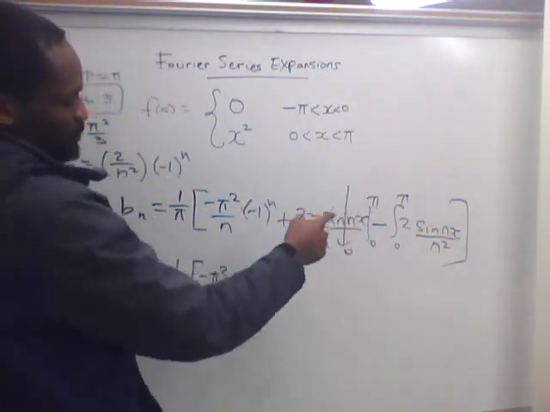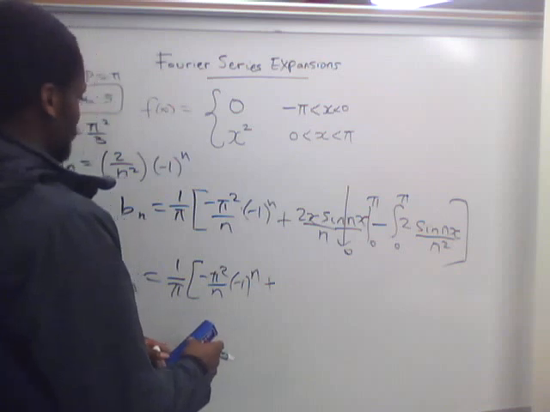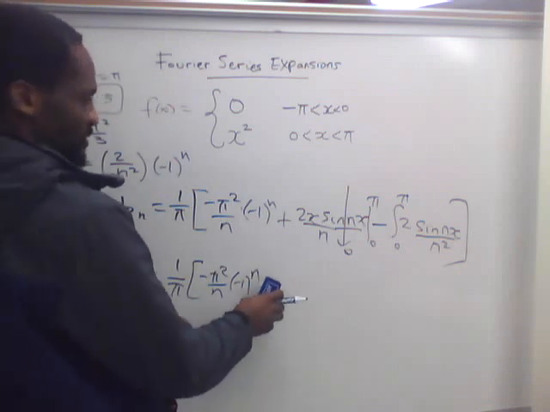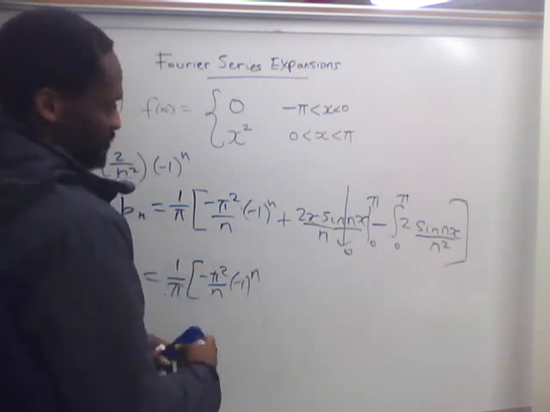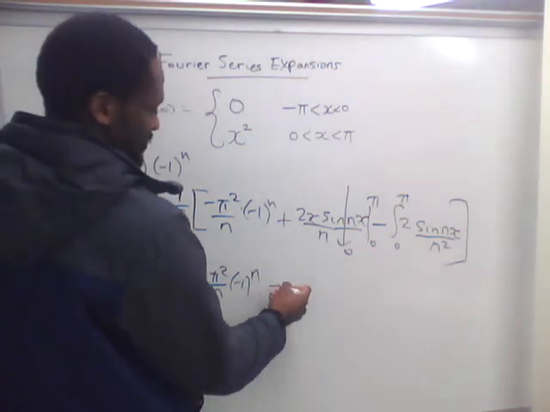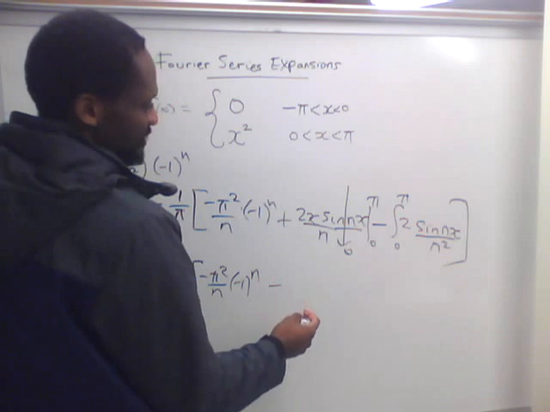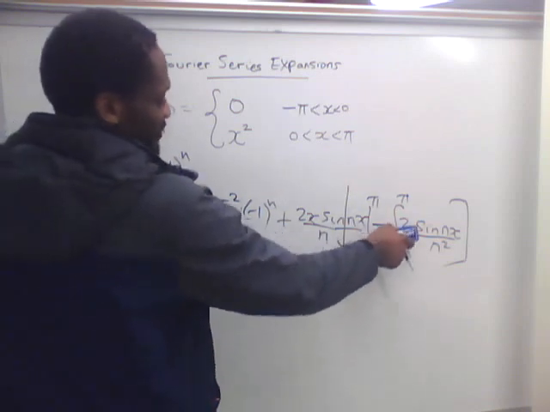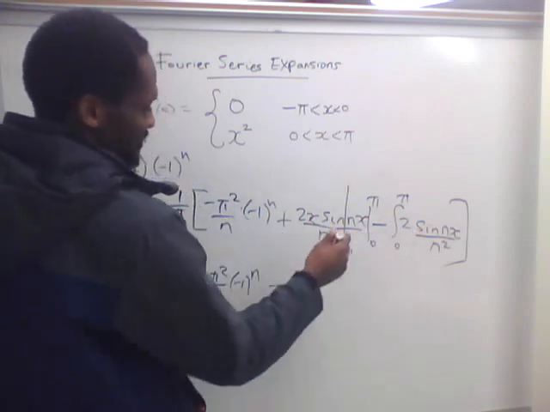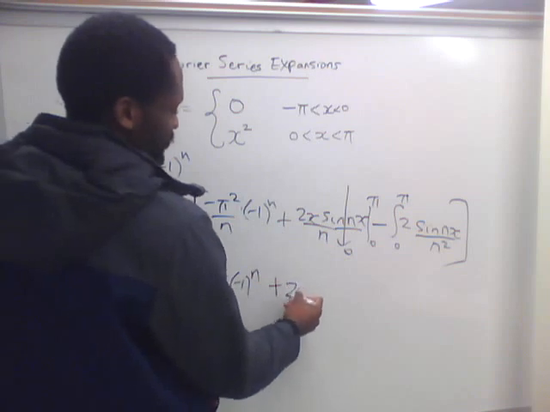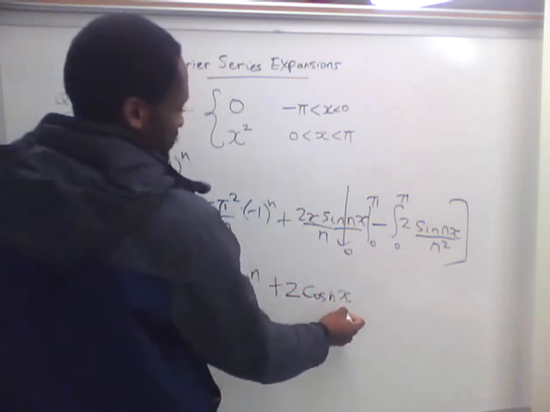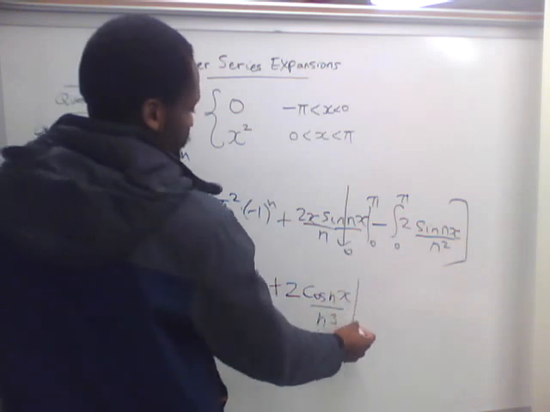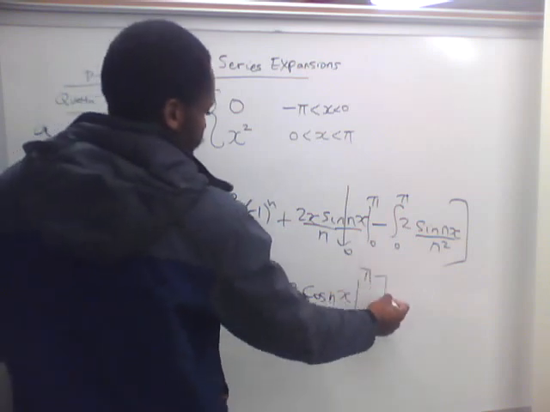So now we need to do one more integration by parts. Did I make a mistake in the previous one? I seem to remember doing just one integration by parts. Oh, we don't need integration by parts because it's a constant. So that integral is just plus 2 cosine nx over n cubed evaluated at 0 to pi.